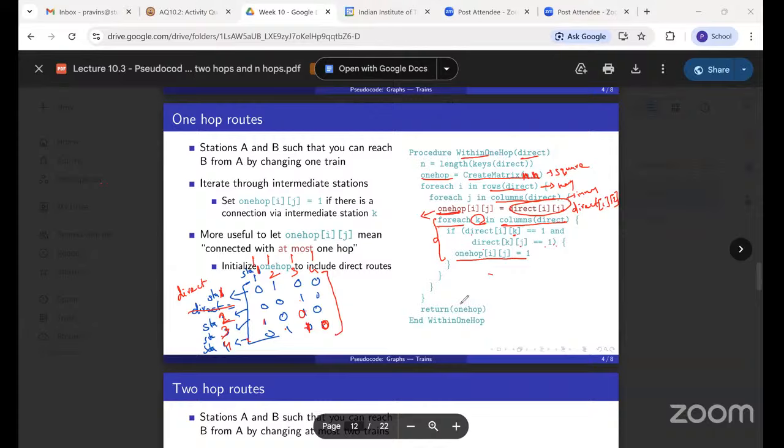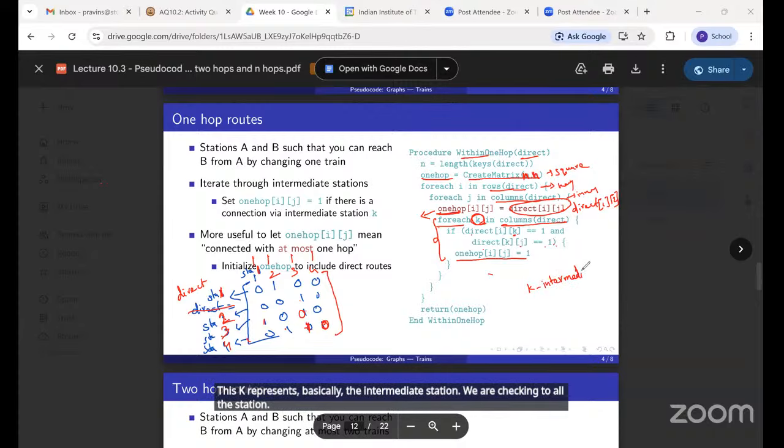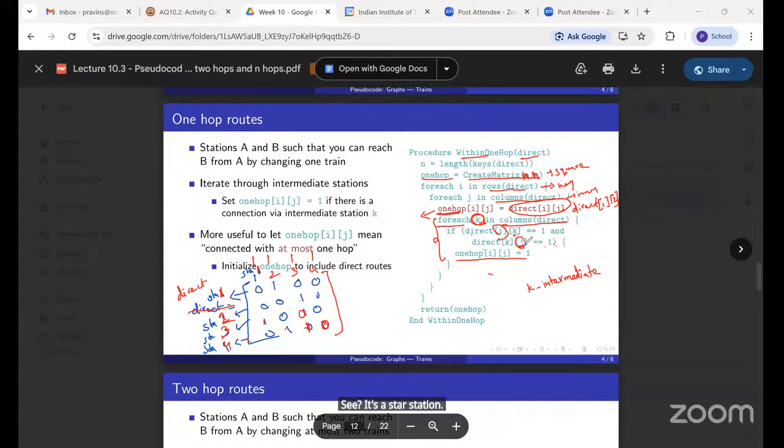It will find the common station k in which ik is equal to 1 and kj is equal to 1. This k basically represents the intermediate station. We are checking all the stations and checking through this intermediate station whether I'm able to reach station j or not. See, i is your start station and j is your end station. And through k, which is your intermediate station, whether I'm able to reach from start station to intermediate station, and from that intermediate station to end station, I'm able to reach or not.